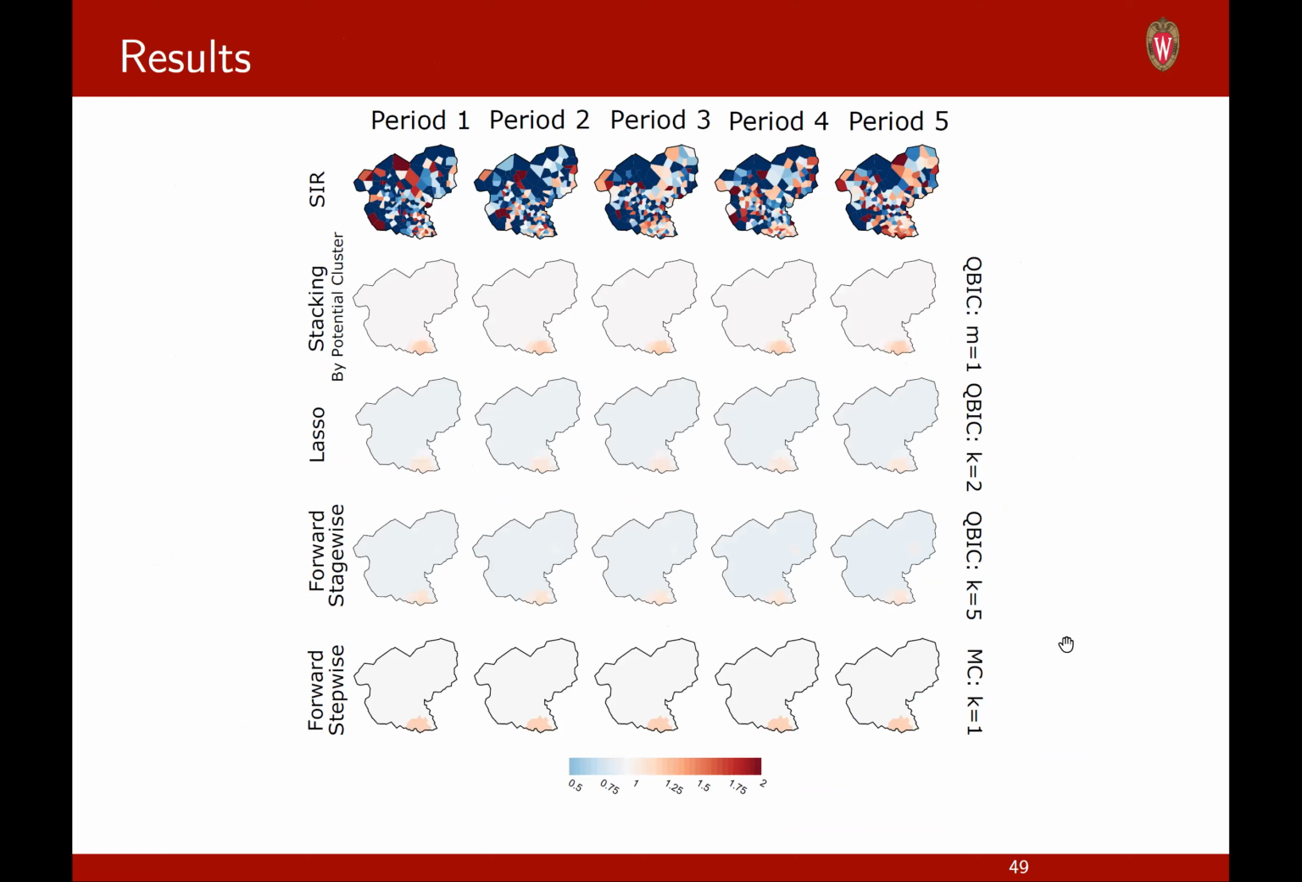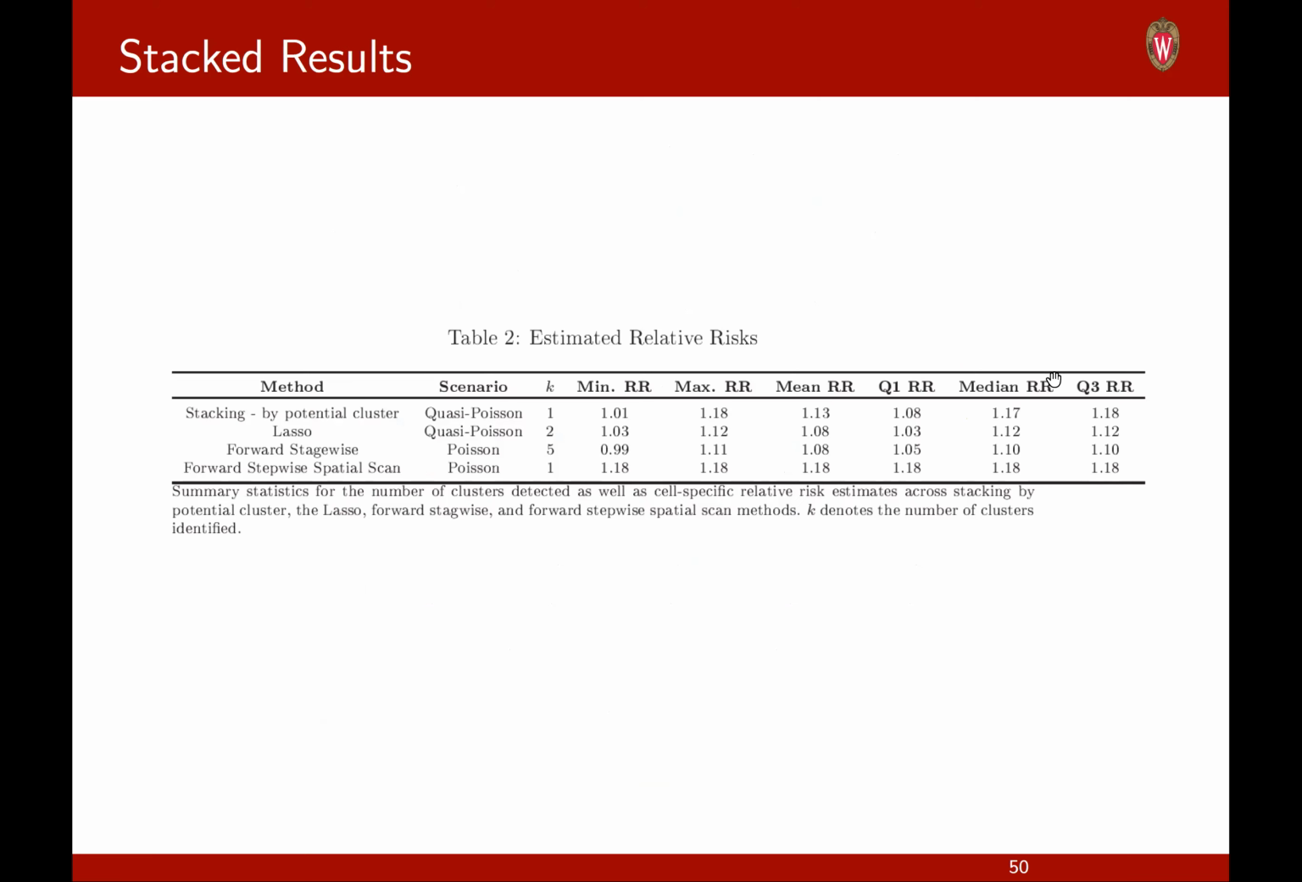Okay, so our results. There is one ensemble that we identify, and it is again in the same bottom tip of the study region. And now we're only looking at detection by QBIC. And the nice thing about stacking too is that in contrast to forward stepwise, which says, okay, here's a cluster, I'm assuming the relative risk here is uniform, stacking, due to all of the single cluster models, gives us a lot more of that spatial granularity than we would get otherwise. So these are just some summary statistics of those different relative risks. Forward stepwise says the relative risk everywhere in the cluster is 1.18.